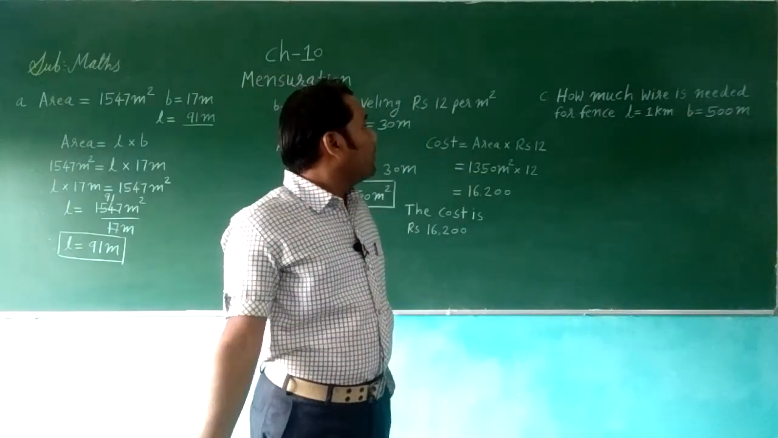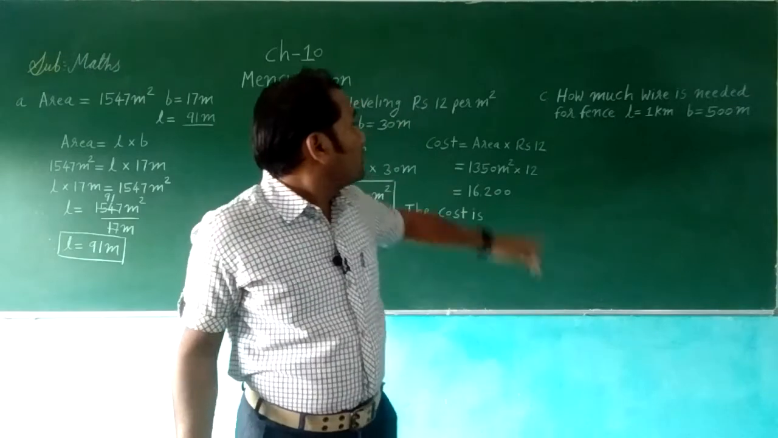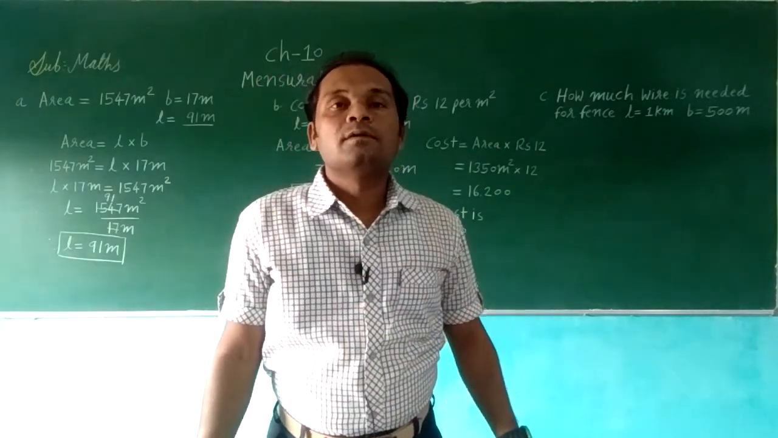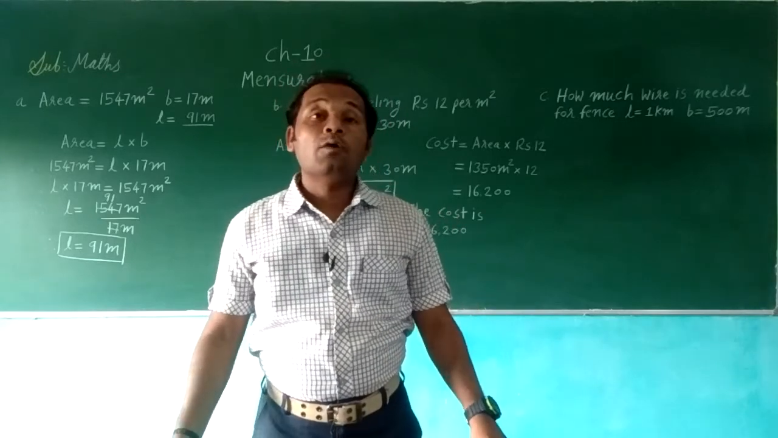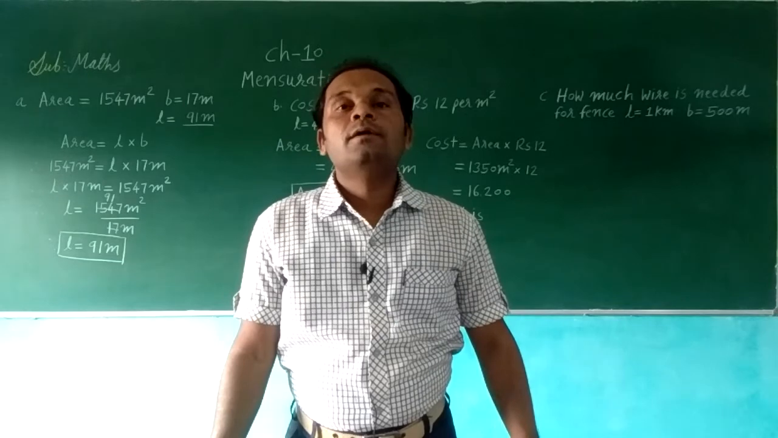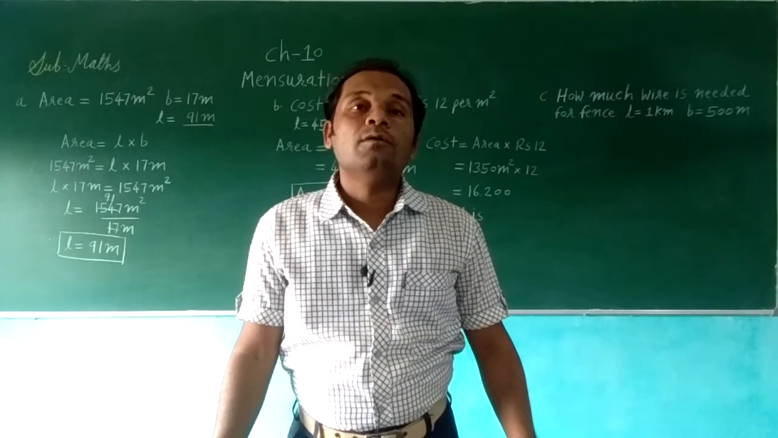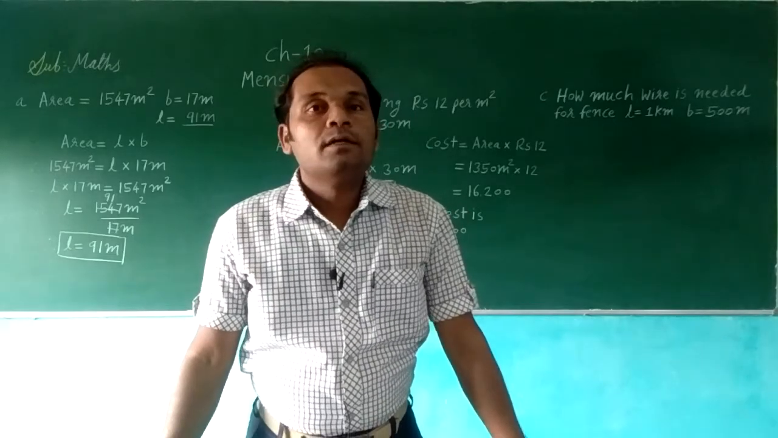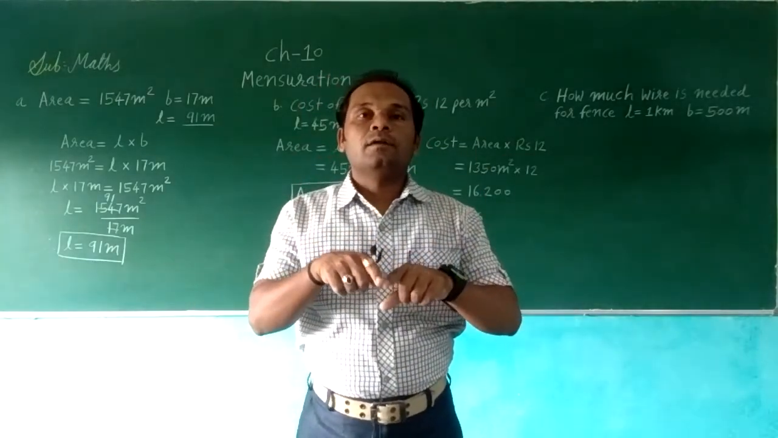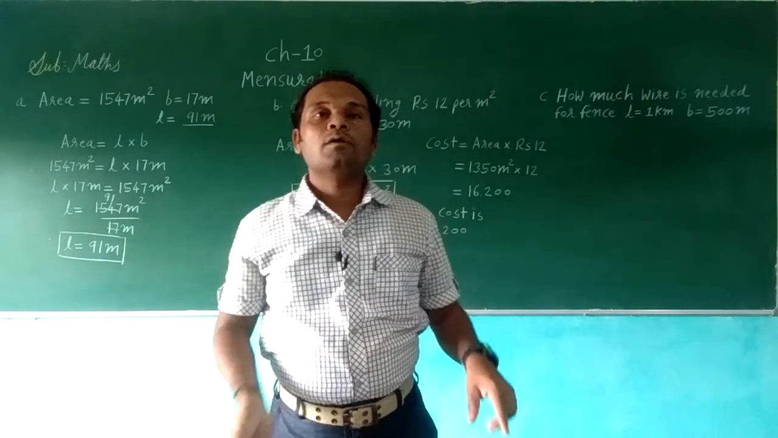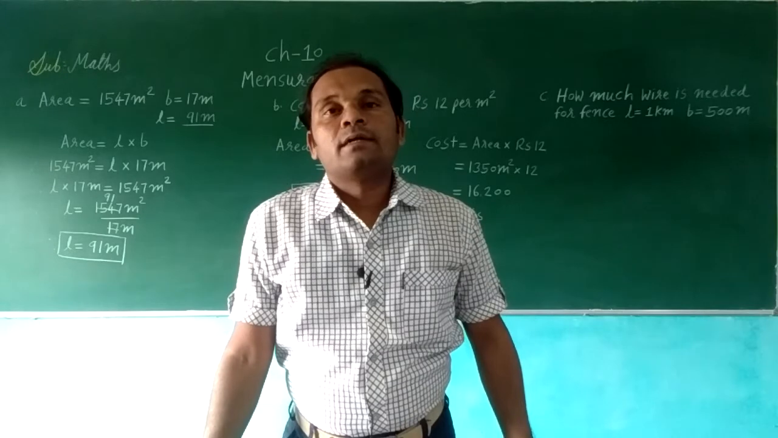So now we need to find the perimeter of that field. Perimeter, why? Because how much wire is needed for the fence? The fence comes on the boundary of the field. So we need to measure that boundary, how much length there is in the total boundary. Then we'll get how much wire is needed for the fence. The rectangle shape is there, and all around it the owner wants to build a boundary. So for that boundary we can find how much wire is needed.